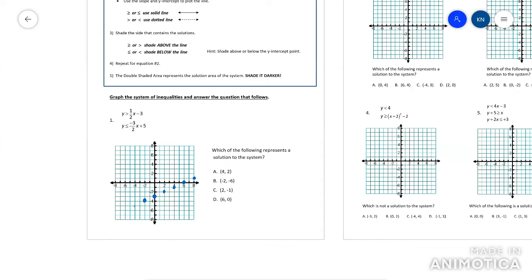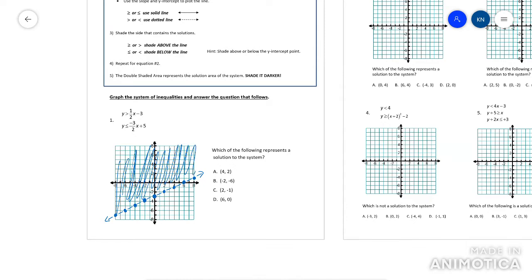Now you have to think about if this line is solid or dotted. So you look at your inequality, it's just greater than. So that means this is a dotted line, like this. And the fact that it's greater than means I shade everything above it. So all this is going to be shaded.